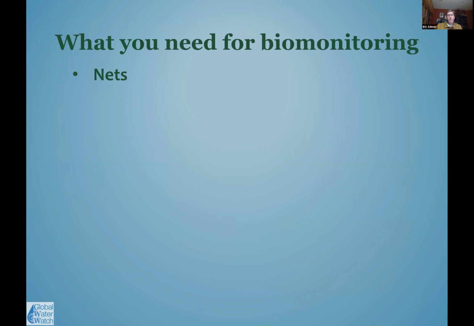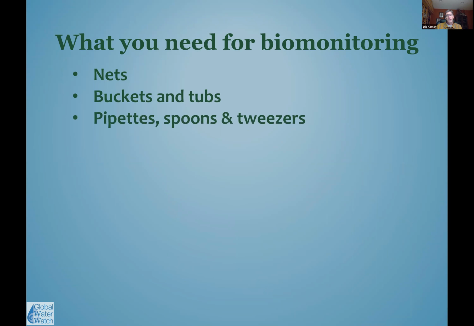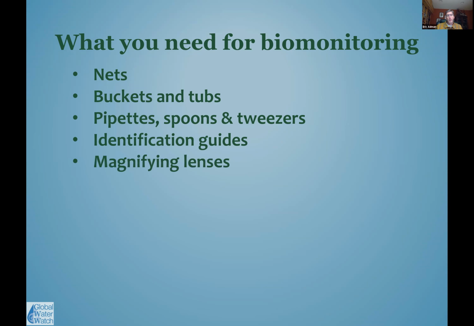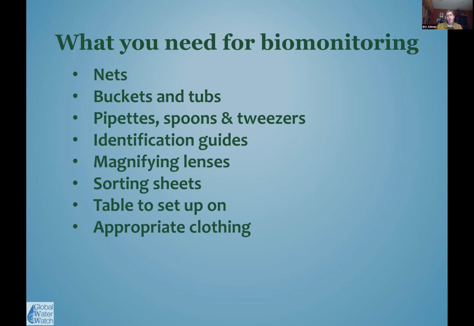Okay, so let's talk about the basic equipment that you need for biomonitoring. So you're going to need some nets, some buckets and some tubs, some things for picking up and collecting and moving your macroinvertebrates, some guides so you can figure out what you're looking at, some magnifying lenses, what we use are sorting sheets to help us put them into different categories so we can identify how many we have of each kind. Some tables are helpful, and you want to be dressed for the weather. And then ultimately, we're going to record our data on a biomonitoring data form.